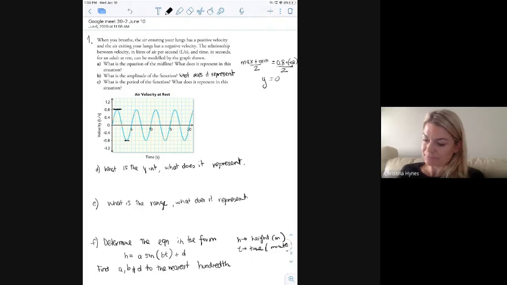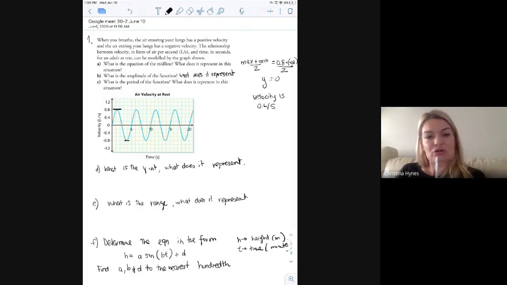So y equals 0. What does it represent in this situation? This is just your average. Actually, a better answer for this one is that this is the time when the velocity is 0. This is that in-between time between an inhale and an exhale. So when we have 0 liters per second in our actual lungs, which means that there's no air flowing at all. So in between inhaling and exhaling.